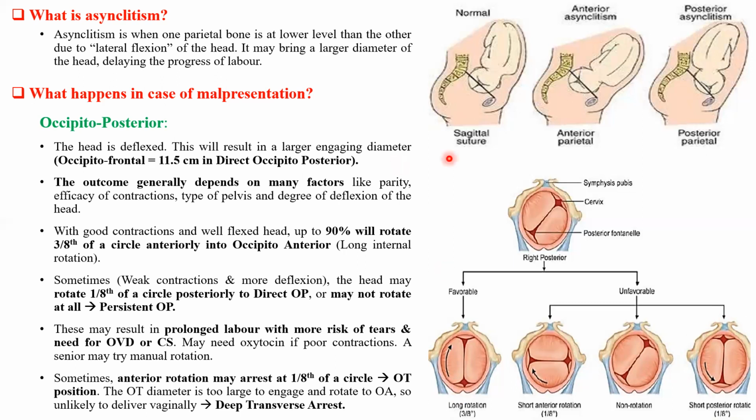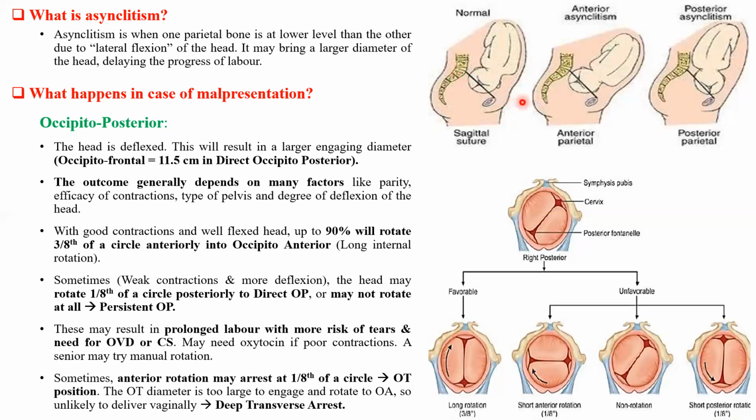Another point is that you may be asked, by the trainee in the teaching station or by the examiner in a structured discussion, what is asynclitism? First, synclitism means that the head is in neutral position, so the sagittal suture will be midway between the promontory of the sacrum and the symphysis pubis. So the sagittal suture here will be in the middle, and the parietal bones are at equal distance between the symphysis pubis and the promontory of the sacrum.